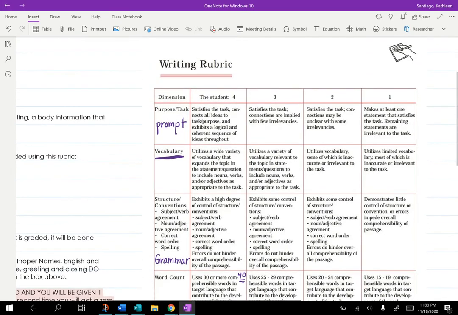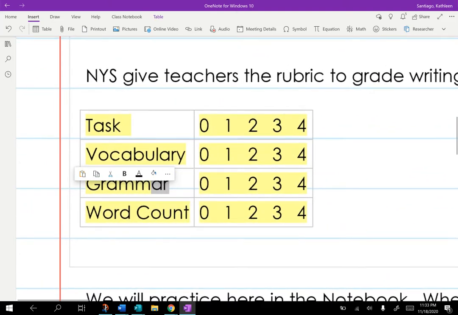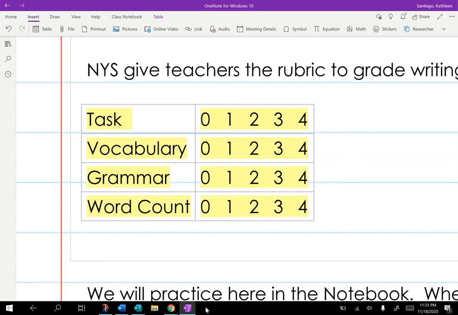Now let's go back over to the Mrs. Santiago information. Look at Mrs. Santiago's big giant rubric. Okay, it's not that giant. It just says task 0 through 4, vocabulary 0 through 4, and I'm looking for a variety of vocabulary related to the topic and from our work in school, not online translated. Grammar 0 through 4. Is the grammar good? Do the verbs match the person doing the action? Is it a good sentence structure? And then word count. This is pretty straightforward.